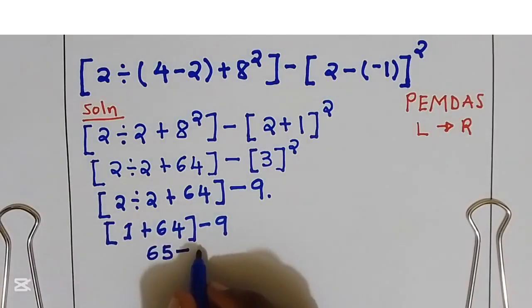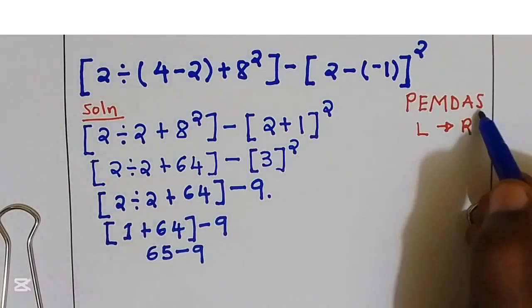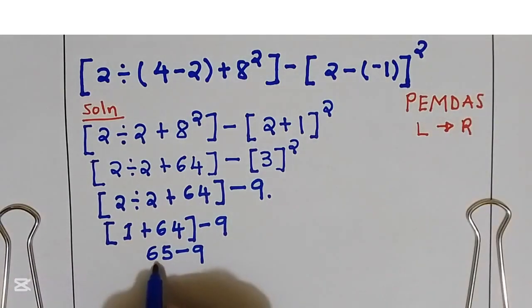65 minus 9. Lastly, we are going to finish with subtraction. We are going to get the answer: 65 minus 9, we're going to get 56.